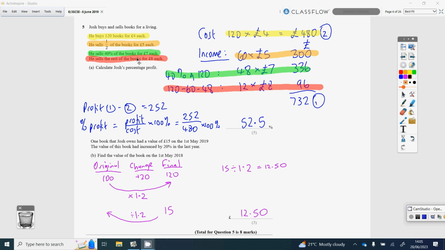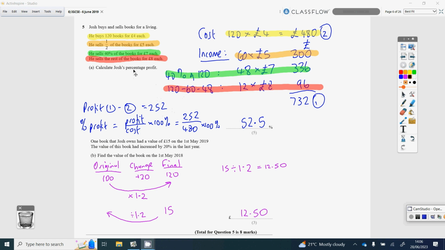And then finally, with the rest of the books for £8 each. So we've got 12 books left over because that's the 120, take away 60, take away 48. So we sell 12 at £8 each, which is 96. Add up these three, we get total income of 732. So our income is 732, our costs are 480, so our profit, 732 take away 480 is £252.